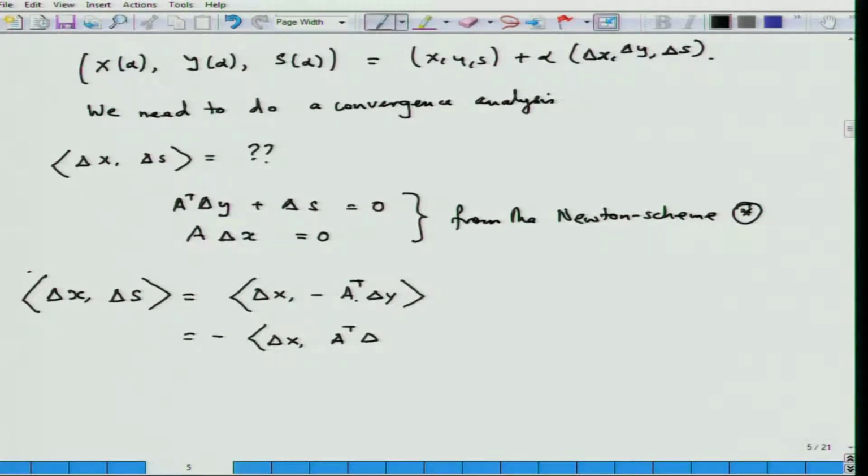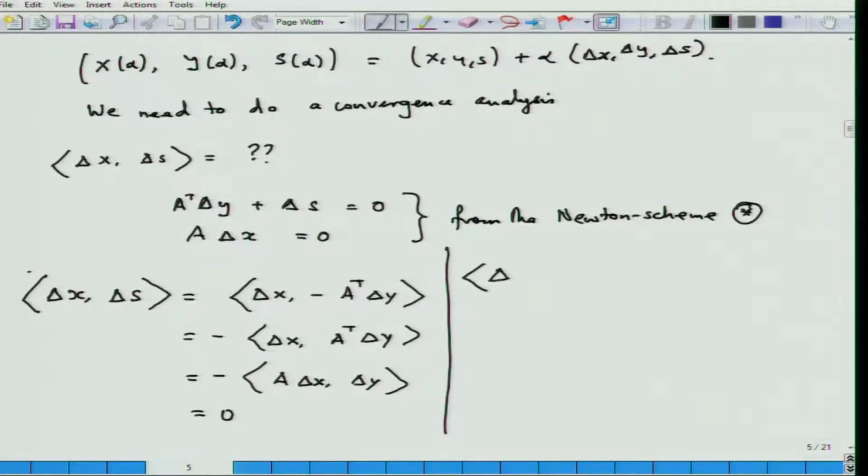So, instead of delta s I have written this, taking the minus sign out. So, now I can write this as A of delta x, but what is A of delta x? It is 0. So, I get 0. So, we have this conclusion that if you take the Newton steps of x and s, first and third variable, you get 0.